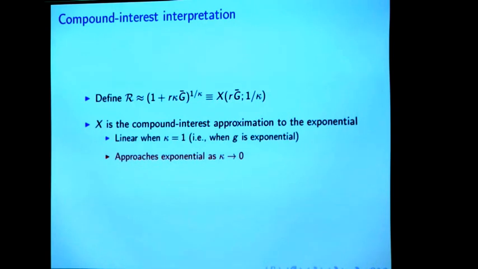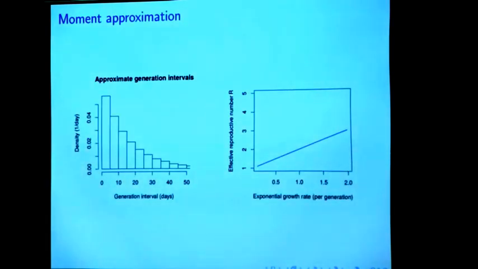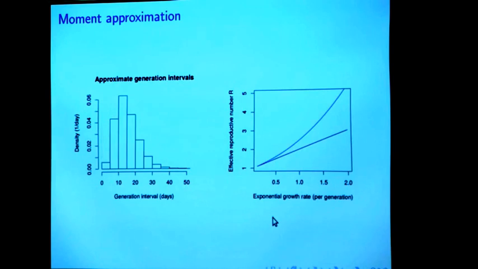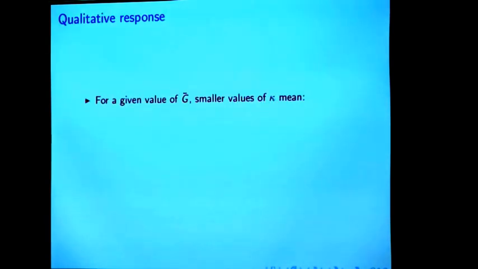So this approximation implies that, so here I'm giving you distributions with the mean time of Ebola, but with different values of kappa. And these are gamma distributions. The exponential is a special case of the gamma distribution. So with the exponential distribution, kappa equals 1, and we get a straight line relationship between the exponential growth rate per generation and our estimate of capital R. As we make the generation interval narrower, this curve goes up and up until eventually it approaches the exponential. So it spans those two limits.